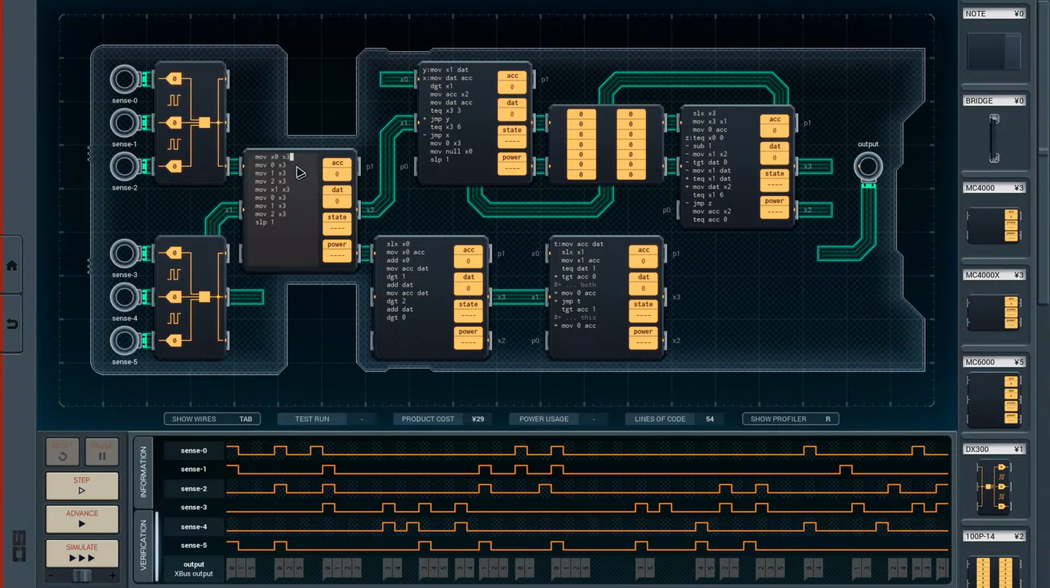I think so. If this one were to do things the really overkill way, it could go mov x0 ac, dgt 0, mov ac x3 for each of our 6 digits, except it can't, because that's 18 instructions and we can't fit 18 instructions in one processor. So instead it does mov x0 x3, mov 0 x3.